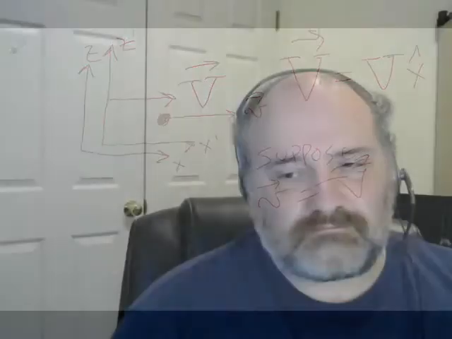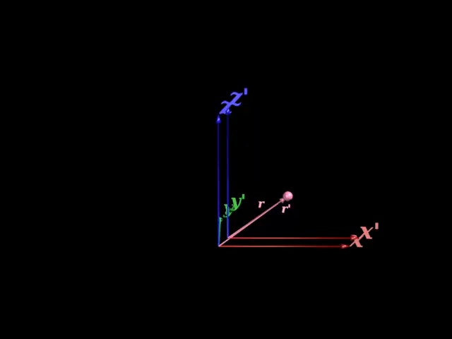Well, okay. So I made some computer animations here so that you can look at and see what it looks like when you do this. I'm going to start with just playing the thing, what it looks like in the inertial frame. You've got the unprimed frame and the primed frame, and here's the little particle, and I've labeled two vectors R and R prime, all right?